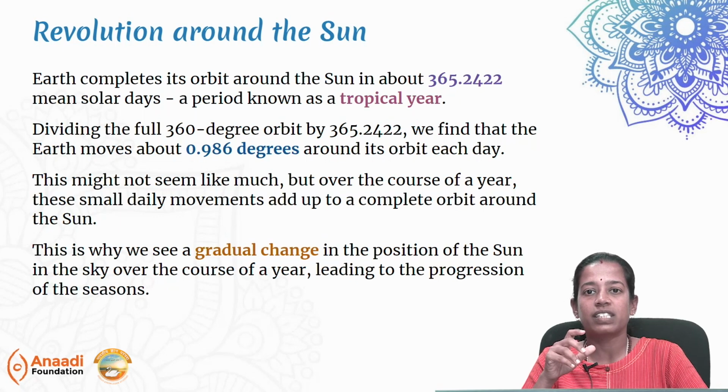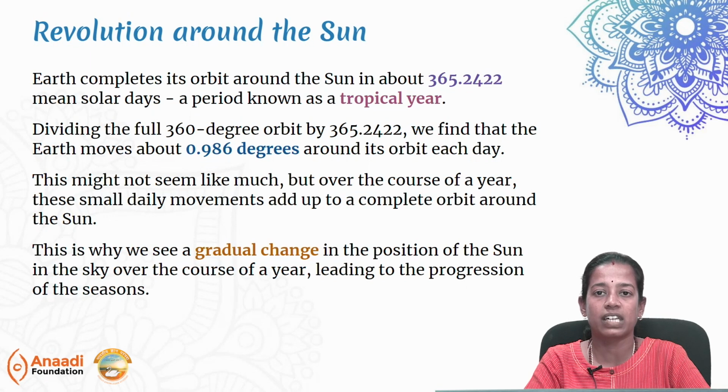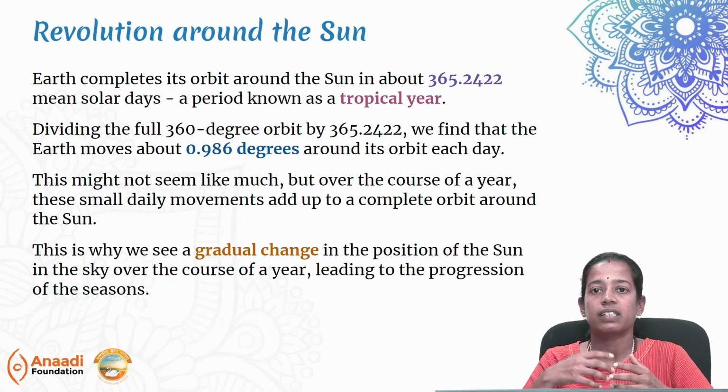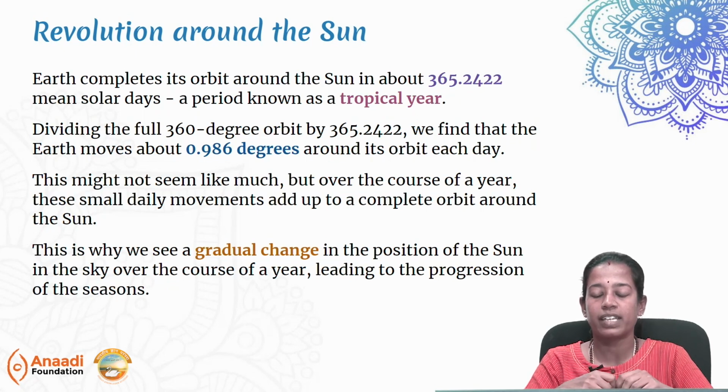So, now let us try to understand what is the time taken by Earth to revolve around the sun. We commonly study in our schools that the revolution time period of Earth around the sun is about 365 and a quarter days, which is actually an approximation. To be precise, Earth completes one revolution around the sun in its orbit in about 365.2422 mean solar days. A mean solar day is a term used to refer to a 24-hour day, which is the average length of the day.